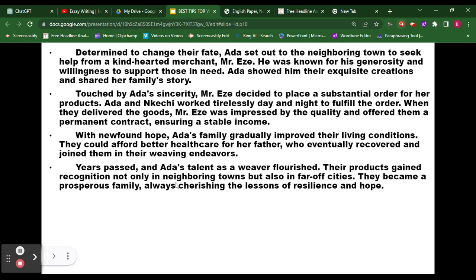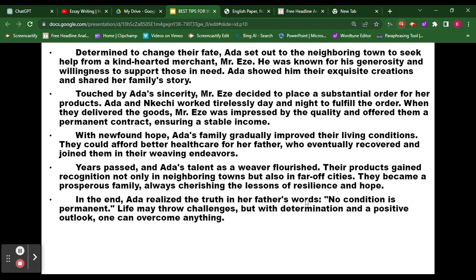Years passed, and Ada's talent as a weaver flourished. Their products gained recognition not only in neighboring towns but also in far-off cities. They became a prosperous family, always cherishing the lessons of resilience and hope. In the end, Ada realized the truth in her father's words: "No condition is permanent. Life may throw challenges, but with determination and a positive outlook, one can overcome anything."